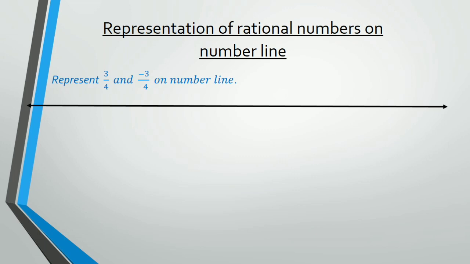Represent 3 by 4 and minus 3 by 4 on number line. First of all, we have to draw a number line. While drawing a number line, remember that on both the sides, on both the ends, we have to place arrows, which shows that the number line does not end at both the ends.